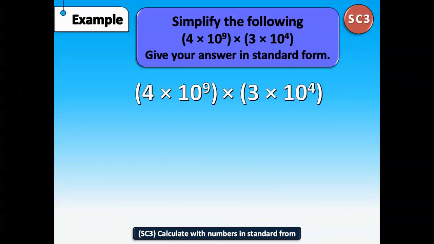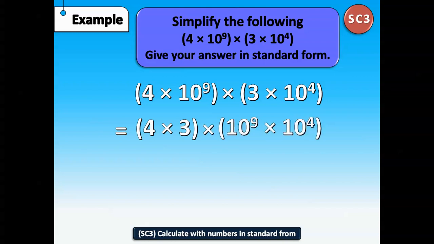This time we want to simplify 4 times 10 to the 9 times 3 times 10 to the 4. So we start by multiplying the numbers at the front together. Then we multiply that by 10 to the 9 times 10 to the 4. Now 4 times 3 is 12. And 10 to the 9 times 10 to the 4, well, we know from our rules of indices that when we multiply, we can add the indices together. So 9 plus 4 is 13.